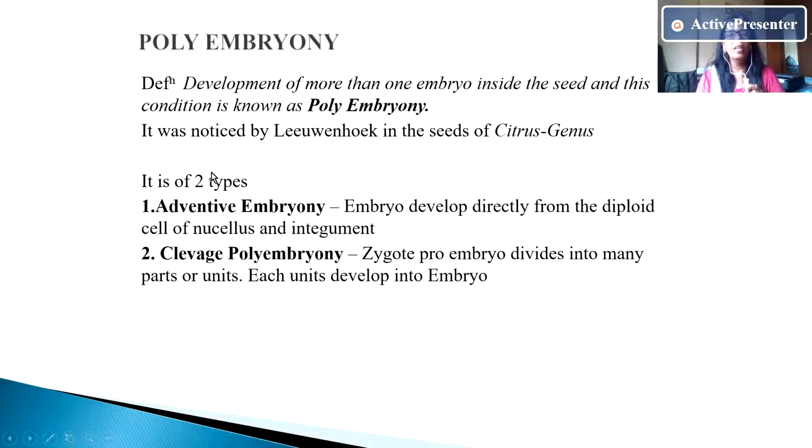Polyembryony. The development of more than one embryo inside the seed is known as polyembryony. It was noticed by Leeuwenhoek in the seeds of the Citrus genus. It is of two types: adventive embryony, where the embryo develops directly from the diploid cells of the nucellus and integument; and cleavage polyembryony, where the zygote proembryo divides into many units, and each unit develops into an embryo.